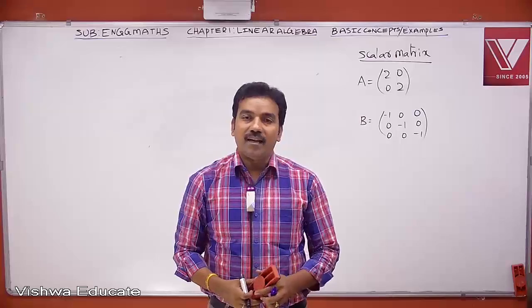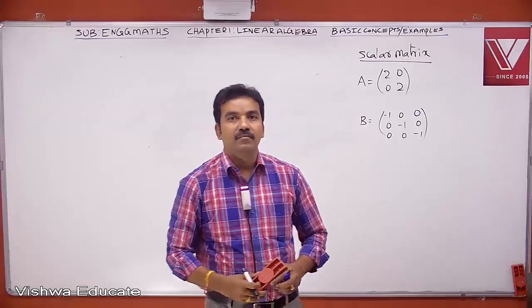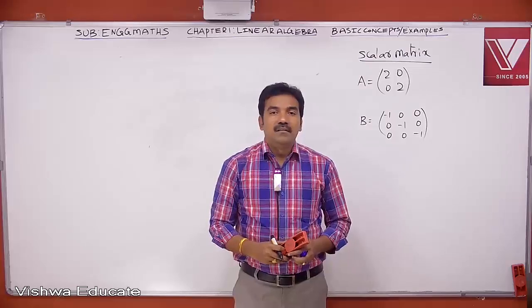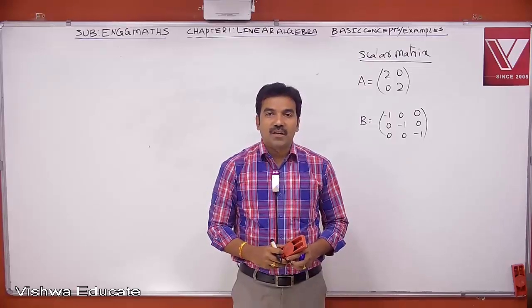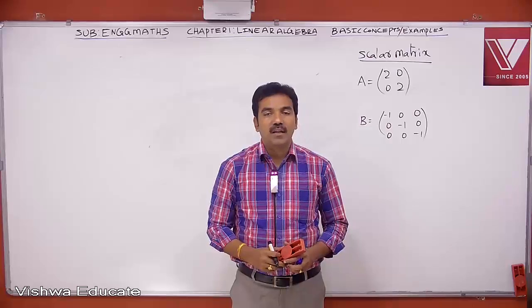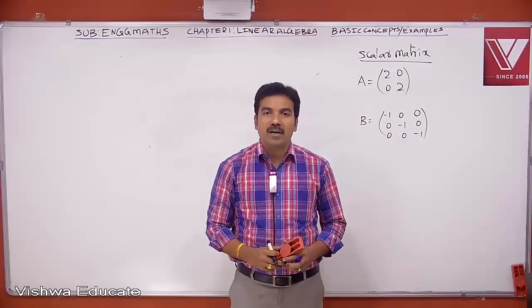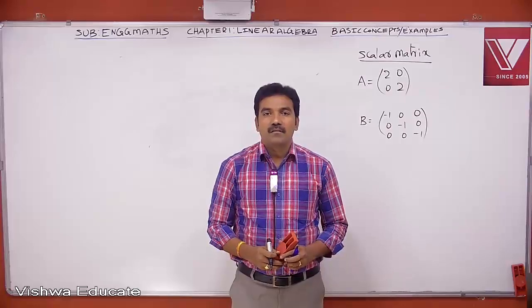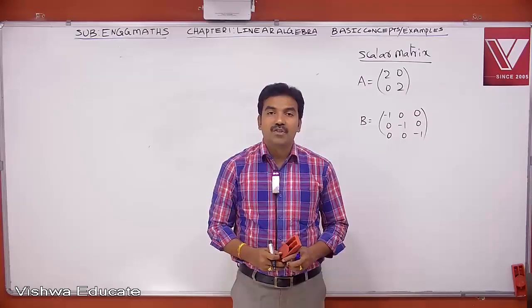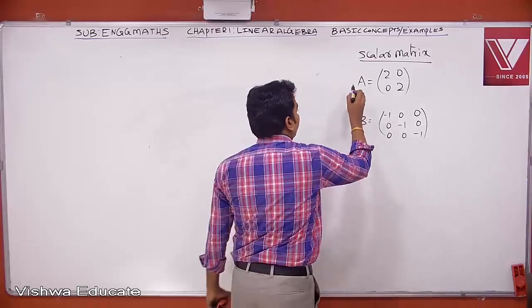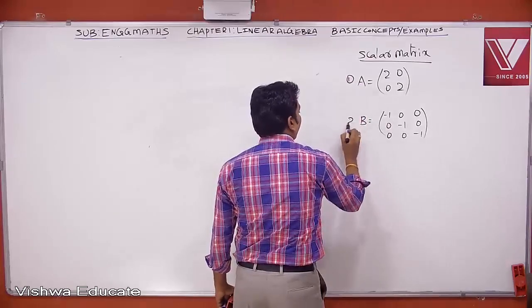A diagonal matrix in which all diagonal elements are same is called a scalar matrix. Note down these examples. Example 1 and example 2.